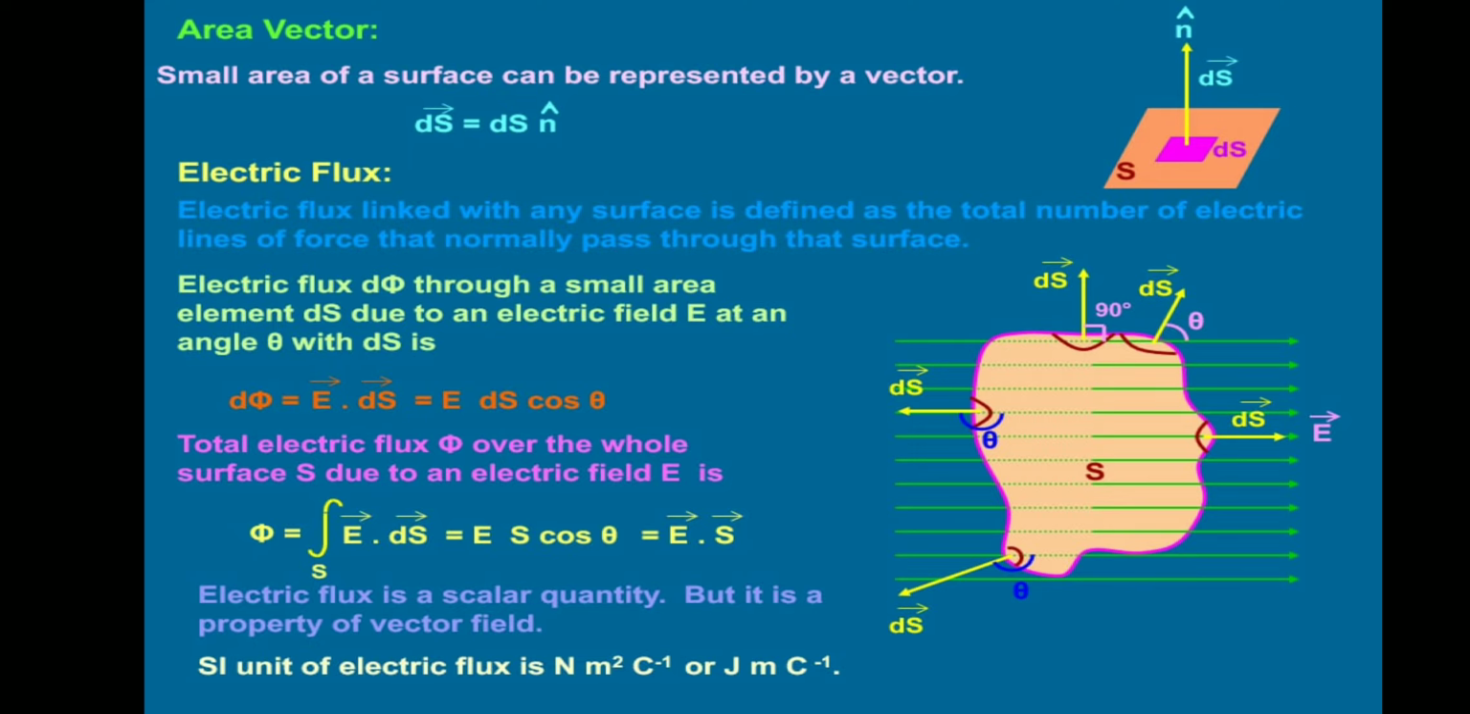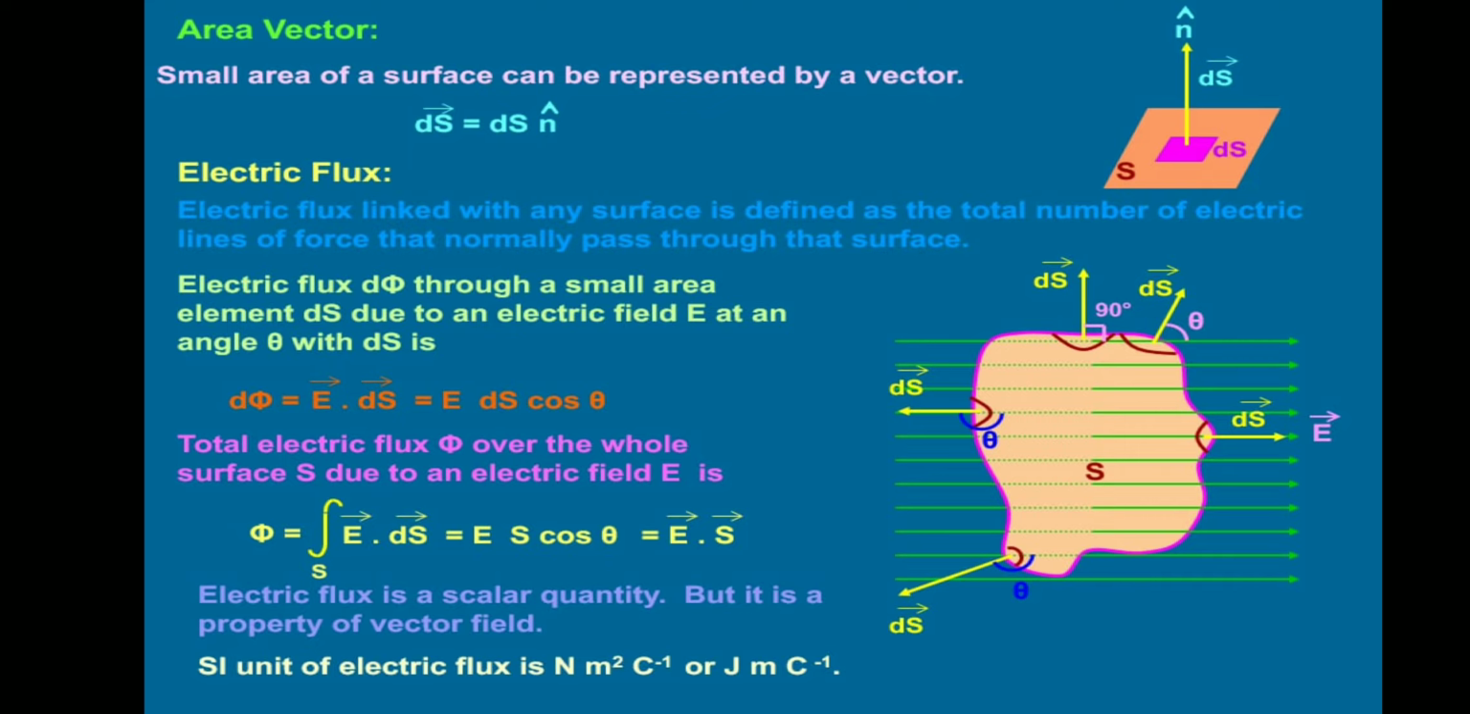So in the first figure, S is the given surface area. A small element we have taken, ds, and the direction of this ds is perpendicularly outward. That is, the n unit vector is giving the direction. So the formula becomes ds vector is equal to ds, that is the magnitude of the area vector, times n unit vector, which is the direction of the given surface area, and the direction is always perpendicularly outwards.